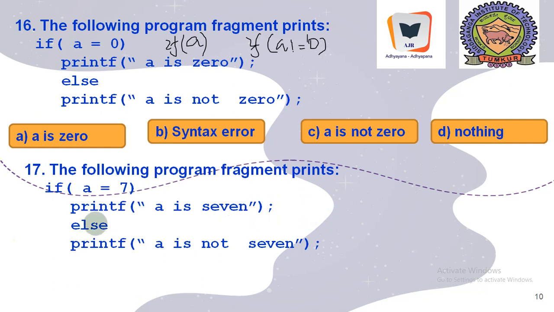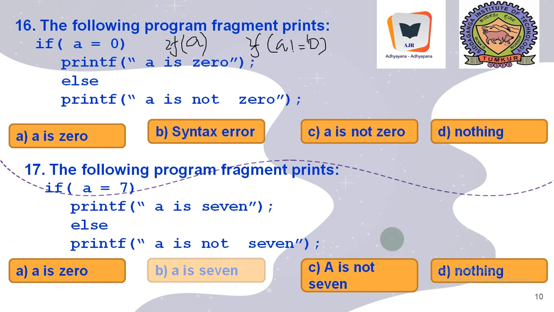Now, the following program fragment prints: a equal to 7. So a is initialized to 7. If a means if a is not equal to 0, if true, that is the meaning. So if a not equal to 0, yes, a is really not equal to 0 because it is equal to 7. Therefore, this is printed: a is 7.